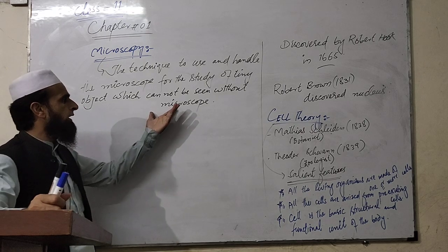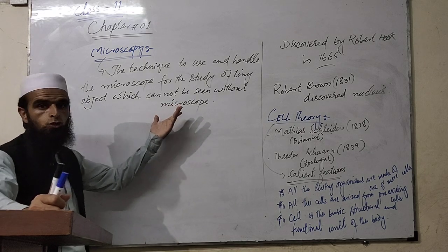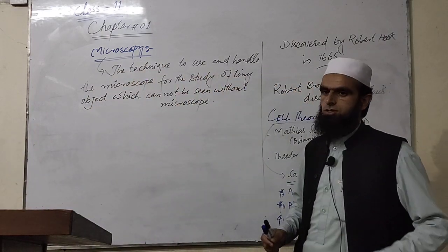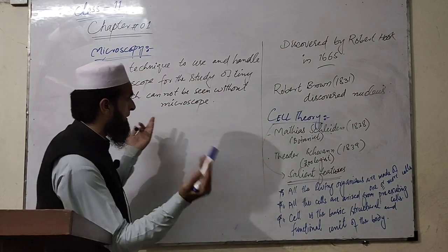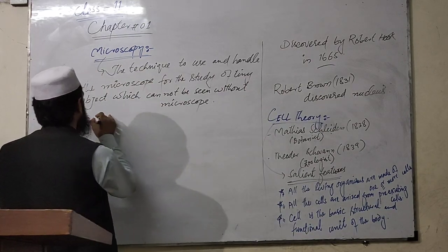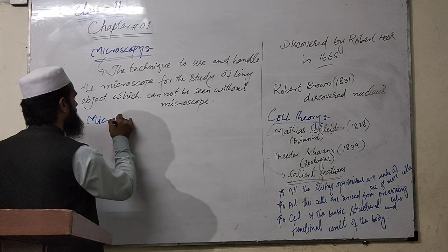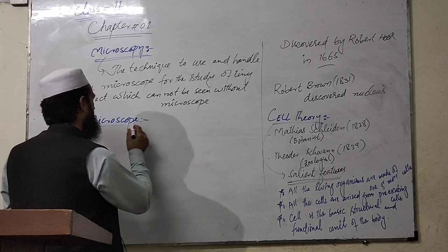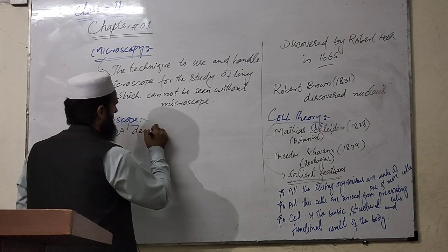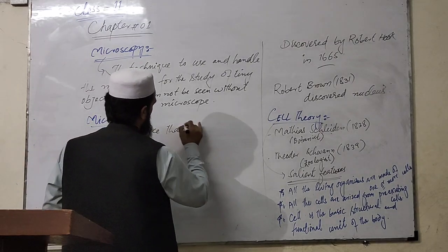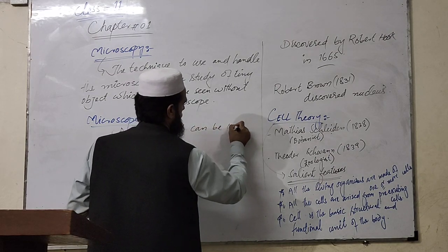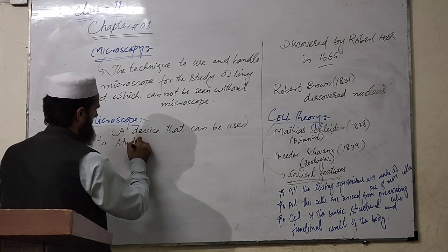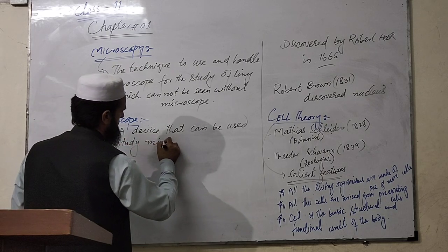And furthermore, I think it must be clear to you people that the microscope is a device which can be used to study different tiny and microscopic structures. So if you want to define the microscope separately as well, you can define it. Here the microscope will also be defined. What is a microscope? Microscope is a device that can be used to study microorganisms.